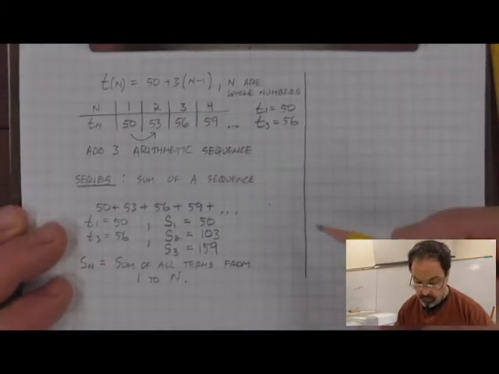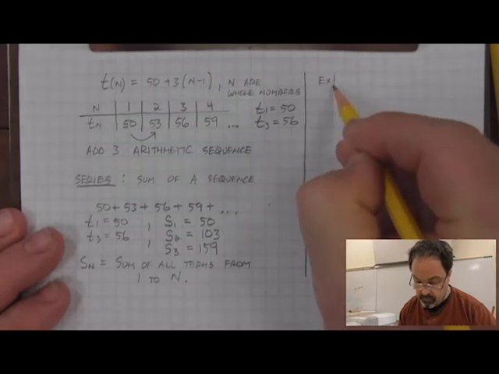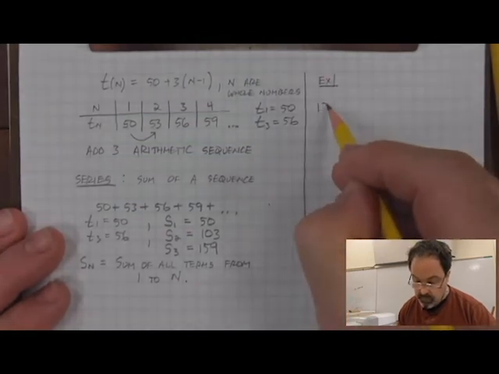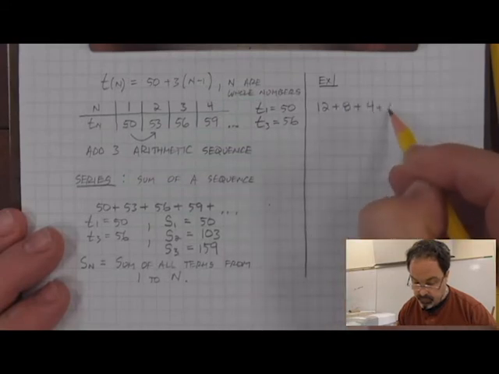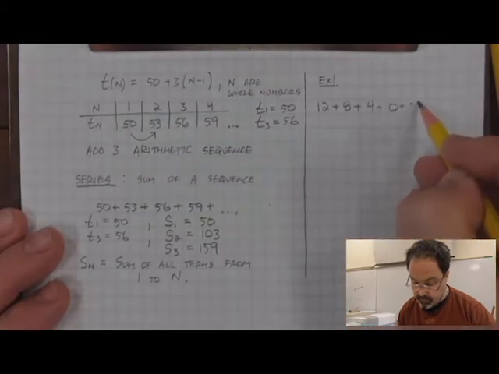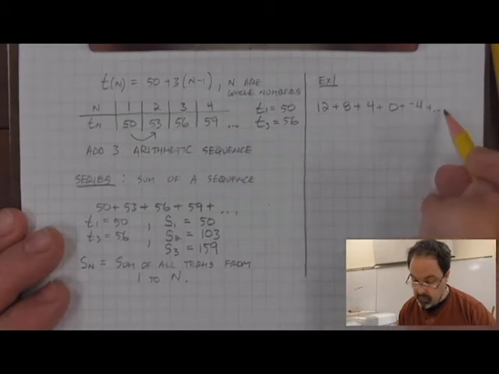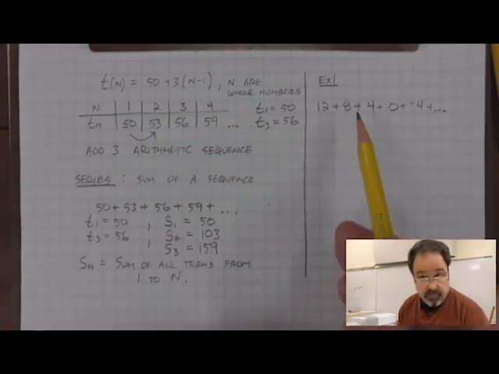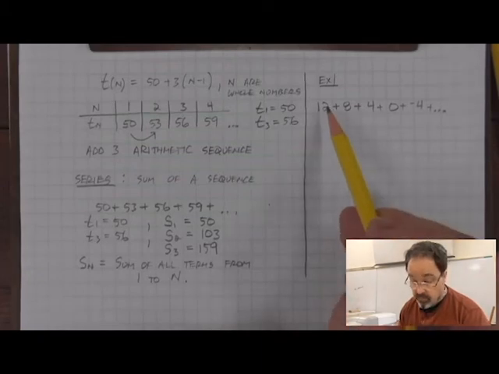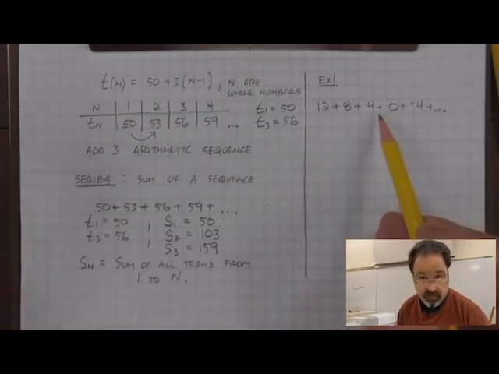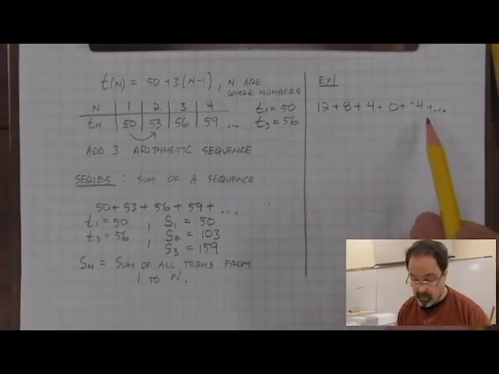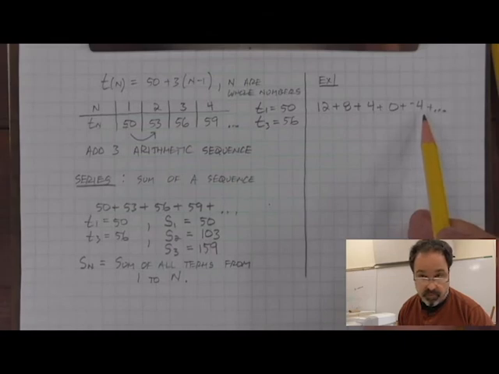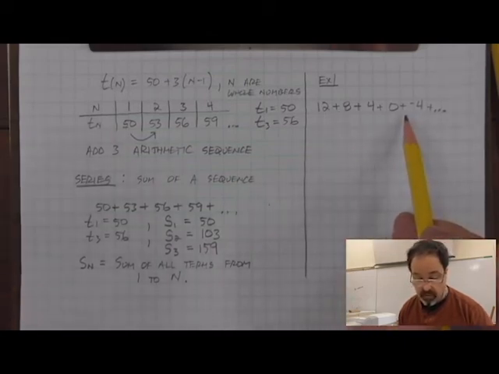Let's give an example. This is a series. I can see that there are term values in a very particular order, and it appears to follow a rule or a pattern. But because I'm adding those term values together, shown by the addition, then I can call this a series.